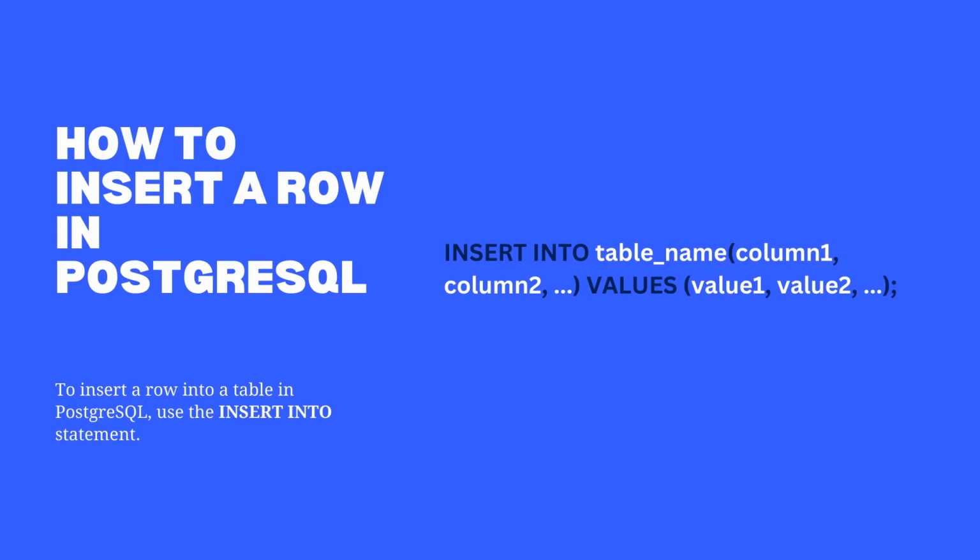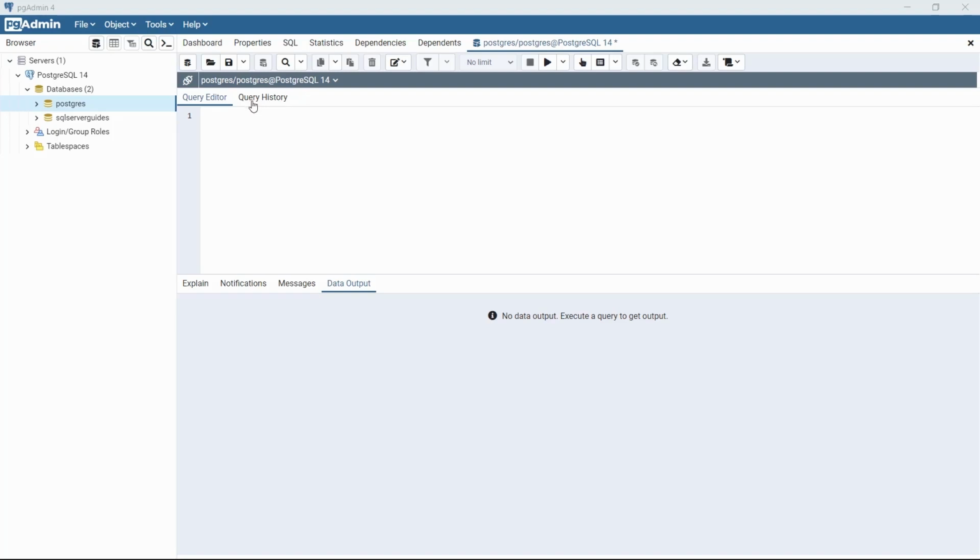So we are going to take an example to understand how the insert into statement works. First I am going to create a new table named player that is going to contain the player name, weight, height and player ID. So let's create this table and see how to insert data into it using the insert into statement.